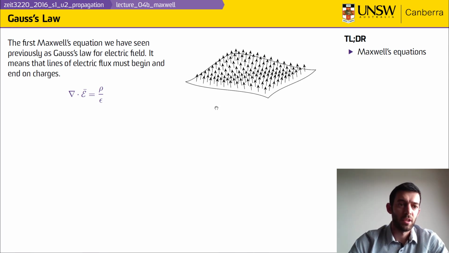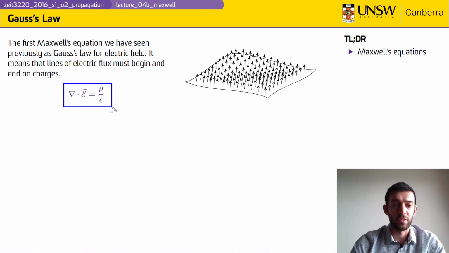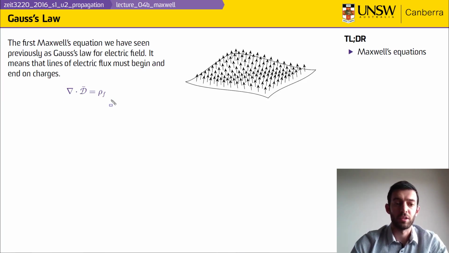Returning to the first of Maxwell's equations, we see Gauss's law for electric field. It means that the lines of electric flux must begin and end on charges. And here we have it as divergence of E is equal to rho over epsilon. Another way to write it is divergence of D is equal to rho sub F, meaning free charge density. This is an important distinction because the flux will not depend on the bound charges but only on the free charges that exist. The next step is to take that Gauss's law and apply it on an interface.